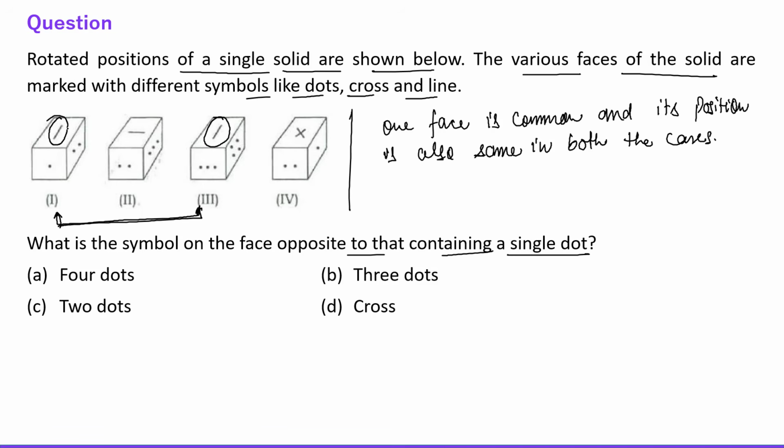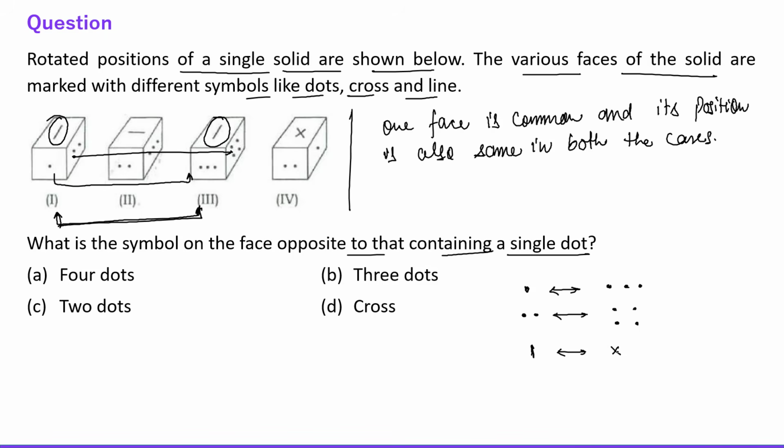So in this case the rest two faces are opposite to each other, like 1 will be opposite to 3 and 2 will be opposite to 4. So 1 dot will be opposite to 3 dots, and 2 dots will be opposite to 4 dots. And what about this line? The leftover is cross. The line will obviously be opposite to cross.